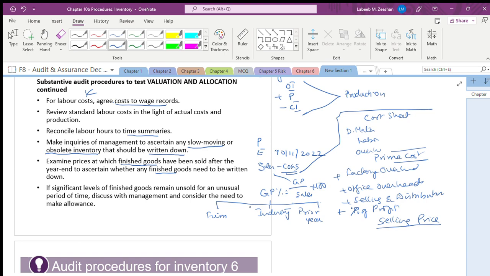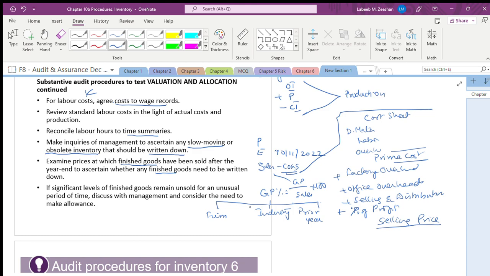Are there any misstatements? It will be reflected. Don't use the word error. Don't use the word mistakes. Use the word misstatements. Okay, financial misstatements. That is the way you will get the marks as such.